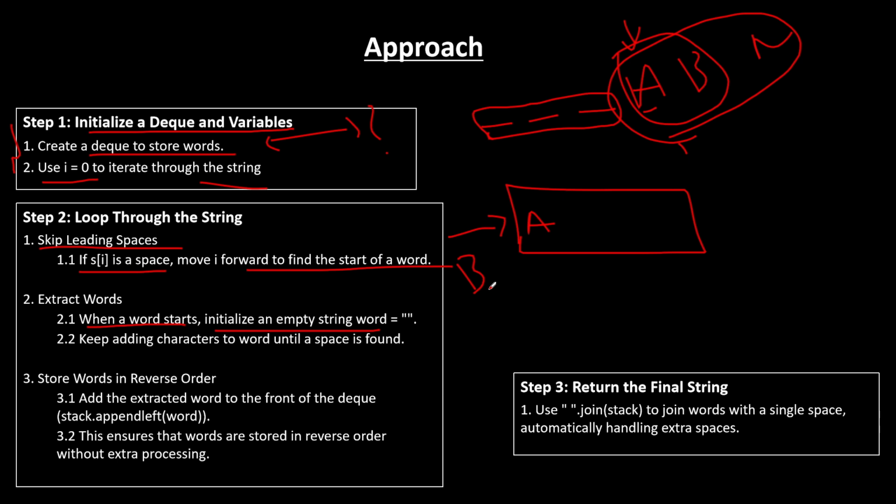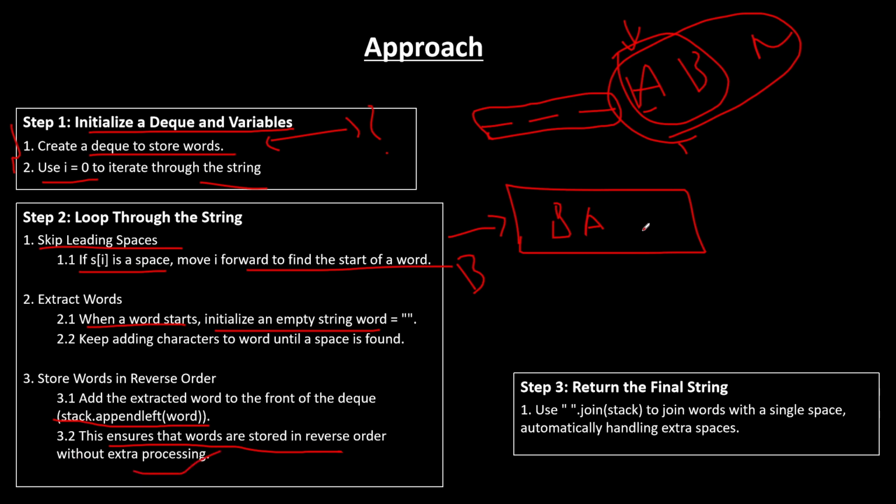What are we going to do? We will push this A here, and we will add B here, and so on. We will keep on adding the words at the beginning of the queue. So at the end, we're going to get the reversed sentence within the queue, right? Look, we are appending the word from the front. This ensures that the words are stored in reverse order without extra processing, right? We don't have to do any extra process because of it.